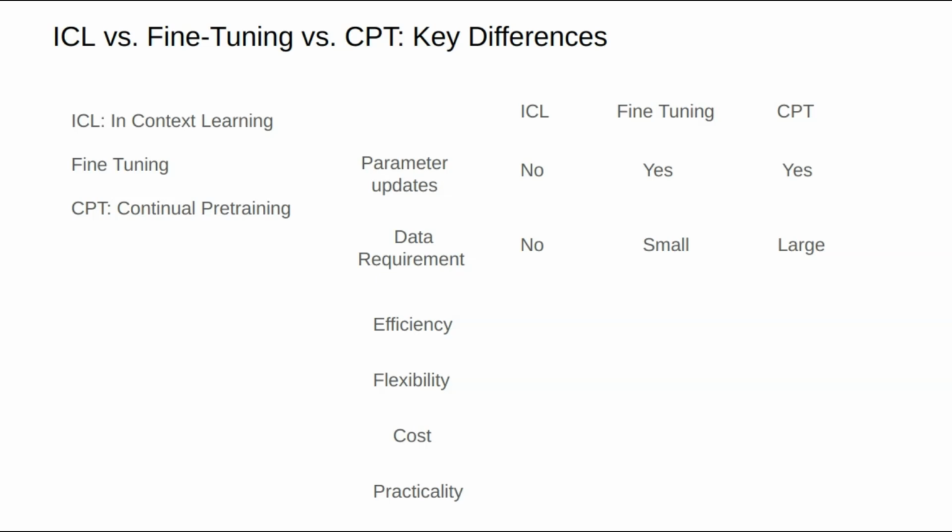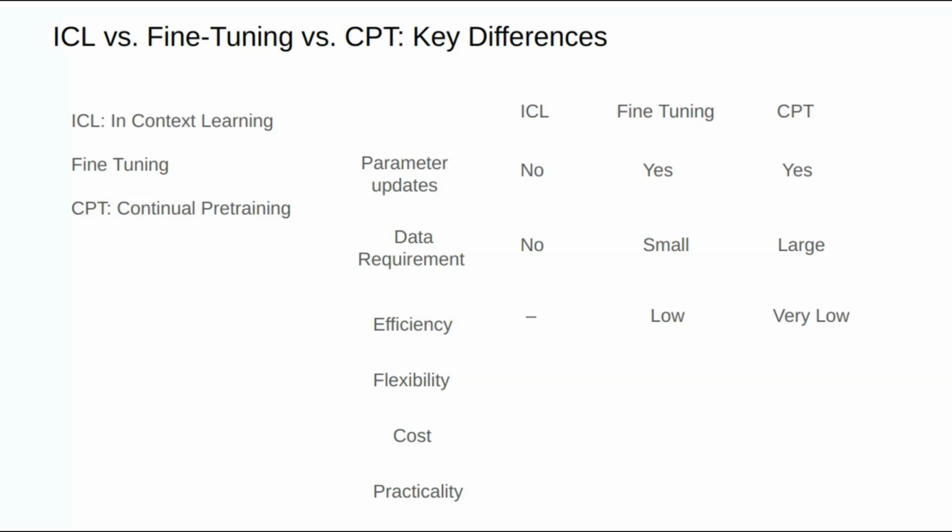Third, efficiency. Here we mean training efficiency. ICL does not involve training, so training efficiency is not applicable. Fine-tuning. Training efficiency depends on the model size. For smaller models, for example, models with 1B, 2B parameters, fine-tuning is relatively efficient. For larger models, efficiency decreases. CPT. Extremely low efficiency due to the need for large-scale training.